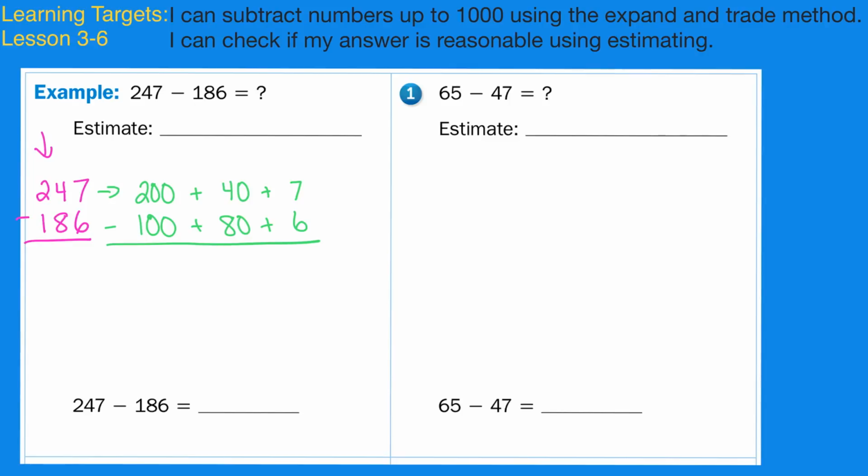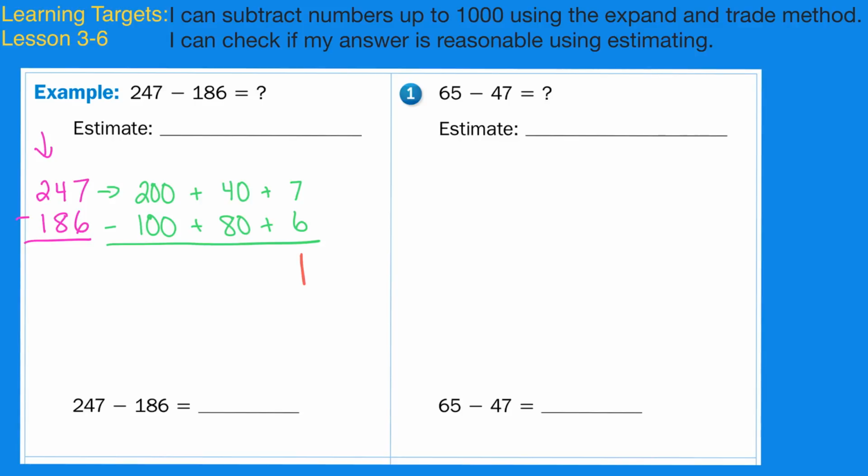So as we're solving, the first thing I'm going to do is look at my ones, and I'm going to do 7 minus 6. And 7 is a larger number, so I know I can take 6 away from it. I count up 6, 7. I know 7 minus 6 equals 1. Since I know 7 minus 6 equals 1, I can move on to my next step.